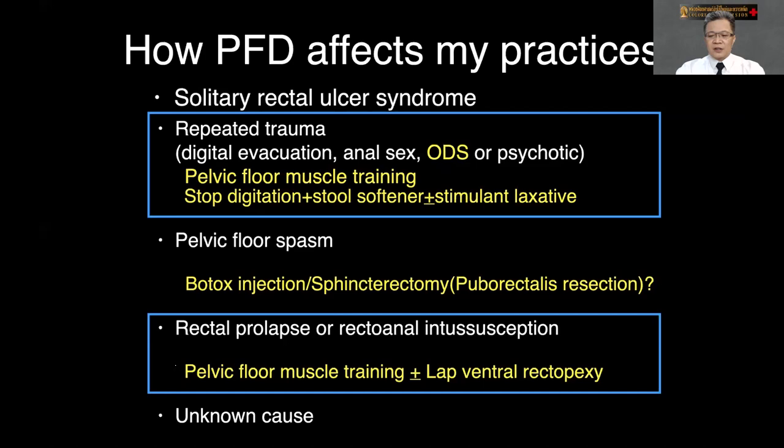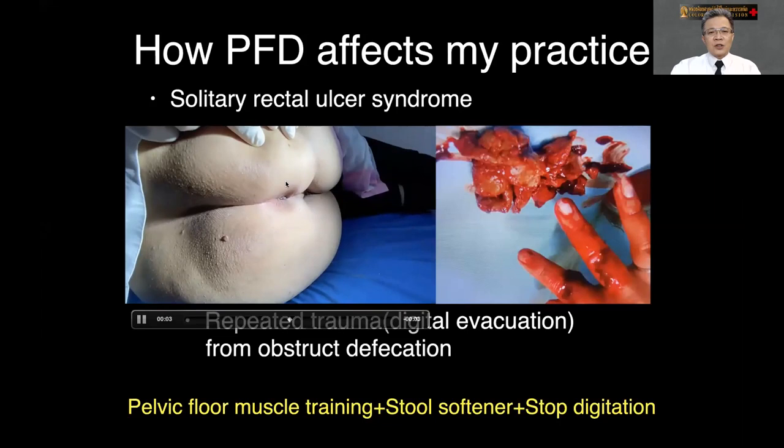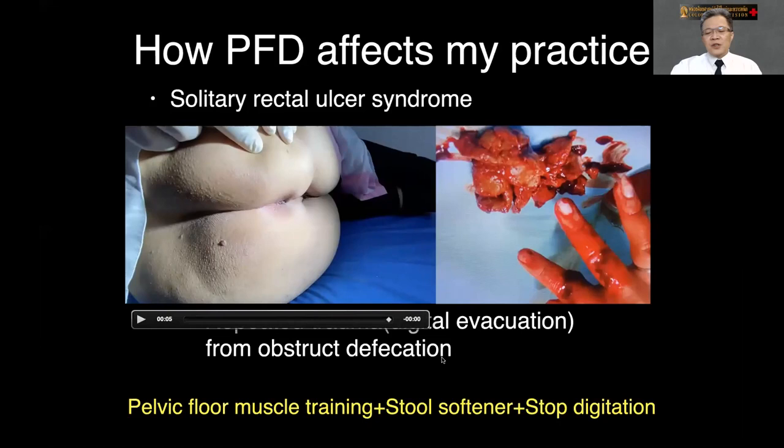I want to show another case. You can notice the ballooning around the anus, and the patient gave us a history of digital evacuation. Sometimes there is a lot of blood around her finger, so it is caused by repeated trauma from digital evacuation. But the main cause is obstructed defecation syndrome. Again and again, pelvic floor muscle training is a must, along with stool softener and stopping digitation.